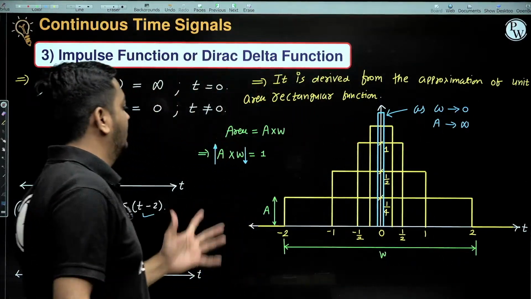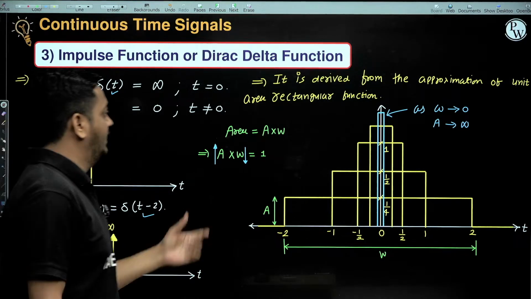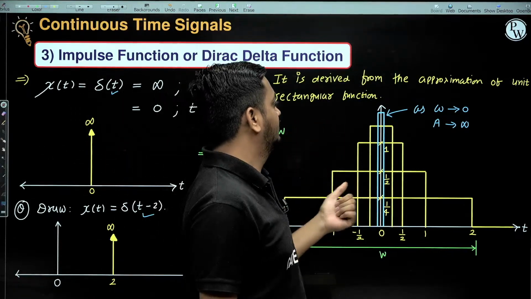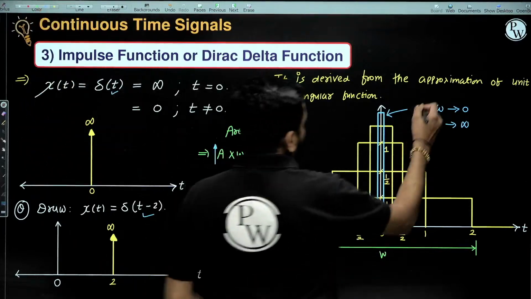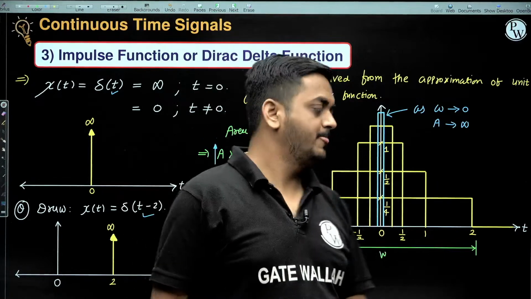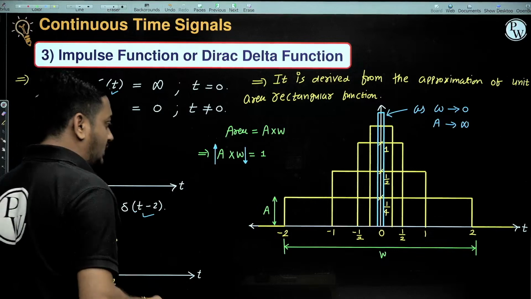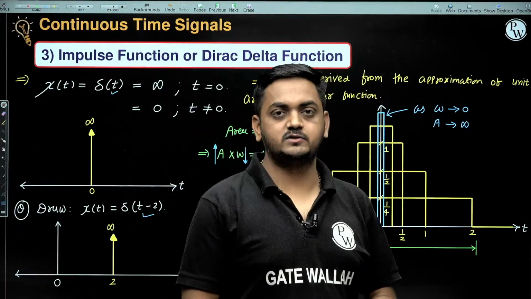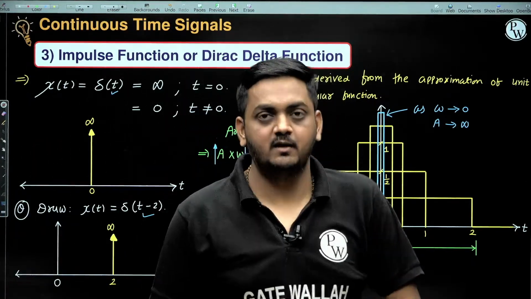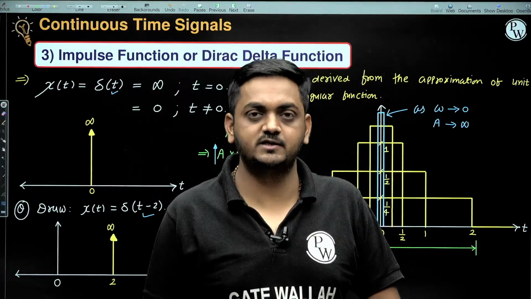So in this manner we can derive the impulse function. Even we can derive it from the approximation of a unit area Gaussian function or unit area triangular function. So this is how we got the impulse function. Now we have to see the properties of the impulse function. They are very much important.